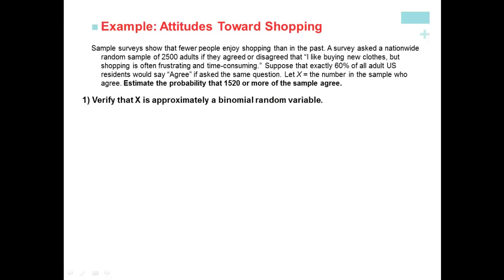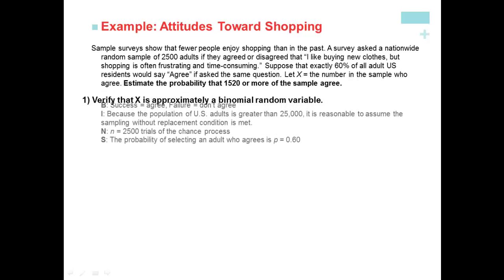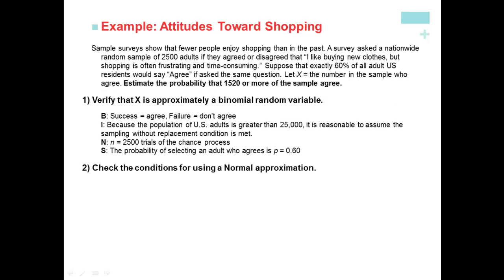So here's our final example for today. Take a moment to pause the video and read the example. So you can see here I want to estimate the probability that 1,520 or more of the sample agree. First off, remember I need to verify that X is a binomial random variable. Remember to check the BINS. It is a binomial setting because a success is agreeing with it and a failure is to disagree.